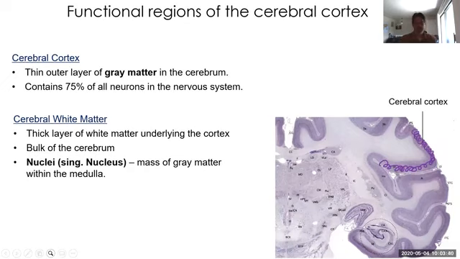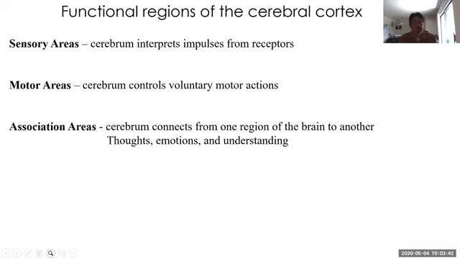Let's talk about the functional areas of the cerebrum. Now, just a reminder that we're going to divide this into 3 areas. The sensory areas that are receiving the information from the lower central nervous system and from your receptors. The motor areas that begin in the cerebrum, and then will go out and innervate different muscles and different glands. And association areas are those that are going from one part of the cerebrum to the other.